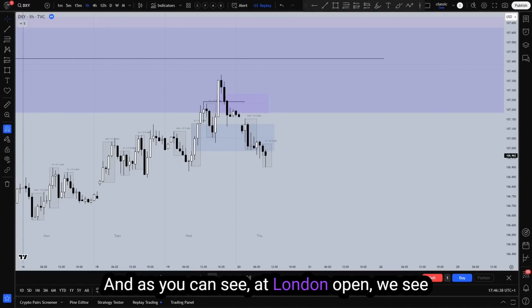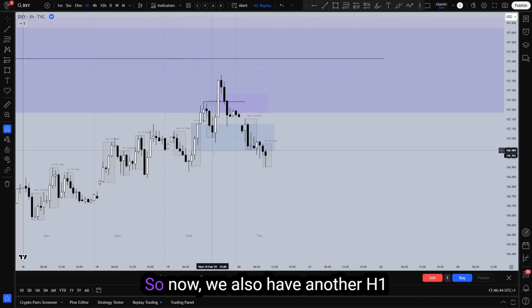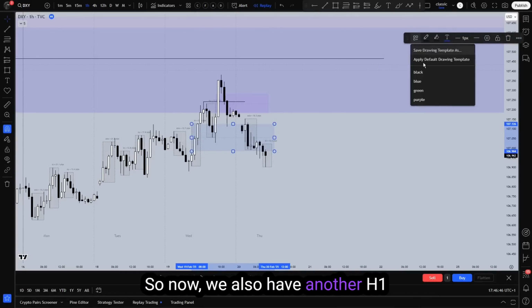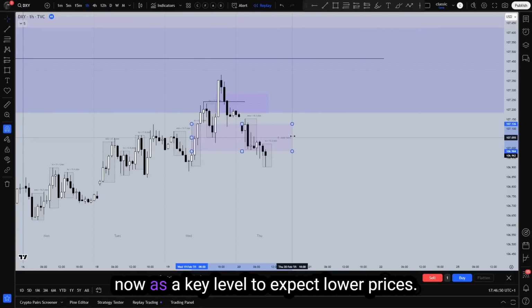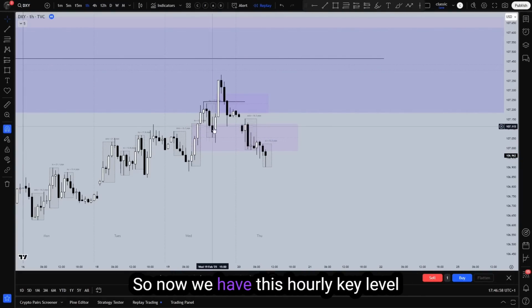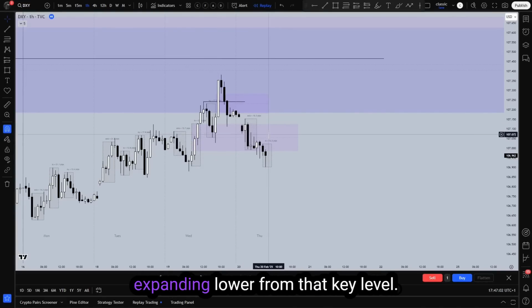And as you can see at London Open, we see price closing below that bullish fair value gap. So now we also have another H1 inverse fair value gap, which we can use as a key level to expect lower prices. So now we have this hourly key level here, and we want to see price expanding lower from that key level.